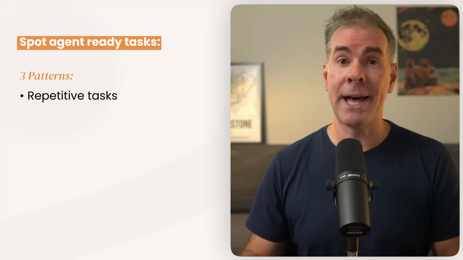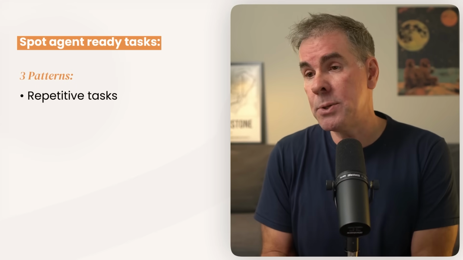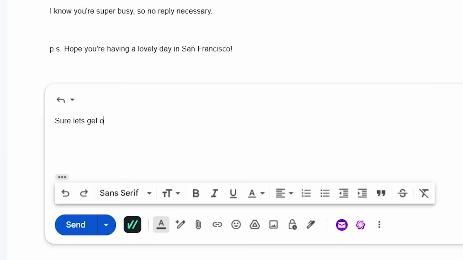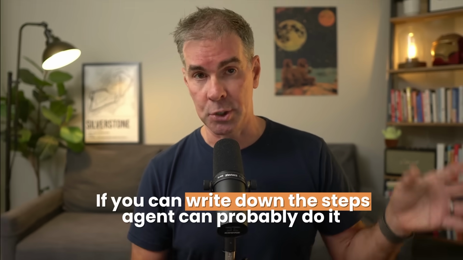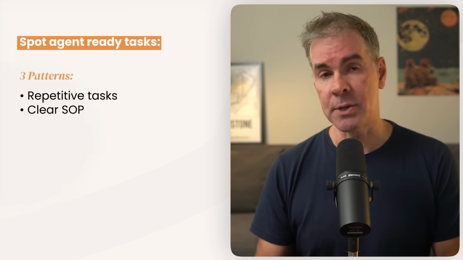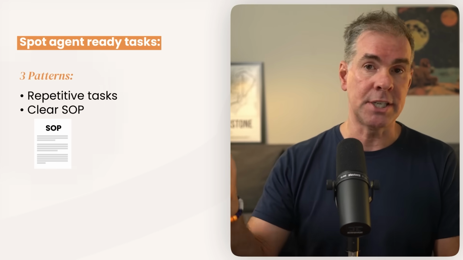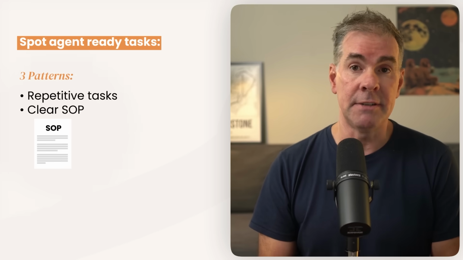So the first pattern you're looking for is the repetitive tasks. It's like things you do the same way every time, like social media posting, email responses, data entry, research, for example. If you can write down the steps, an agent can probably do it. The second pattern is clear SOPs, so standard operating procedures. If you have a documented process, or even if just in your head, for example, but follows the same pattern every time you do it, that's agent territory for you right there.